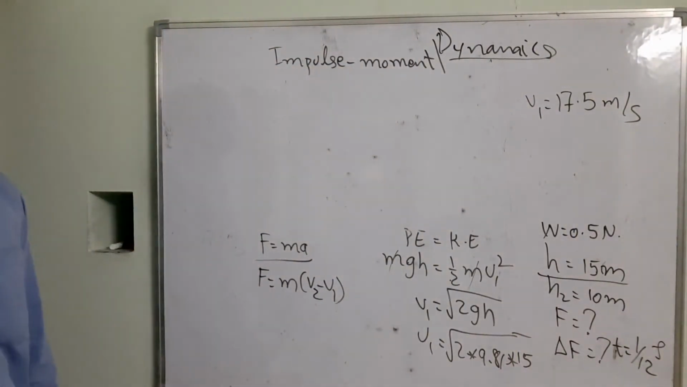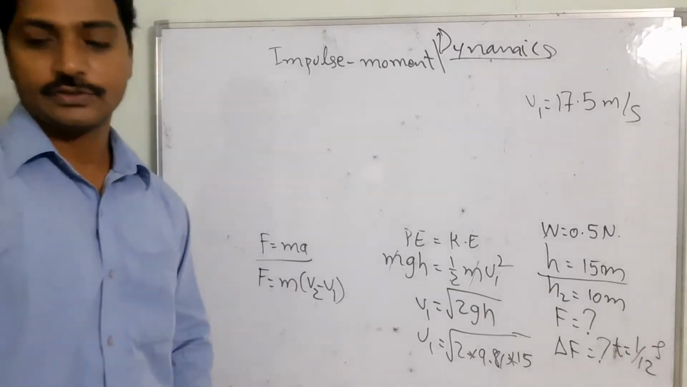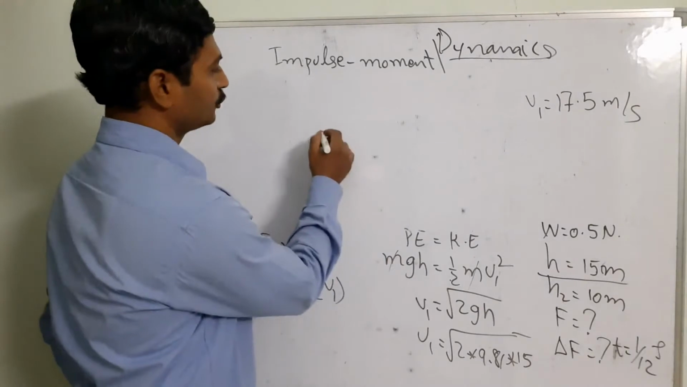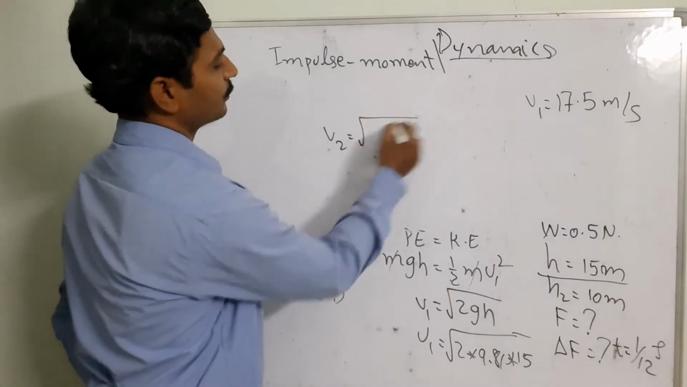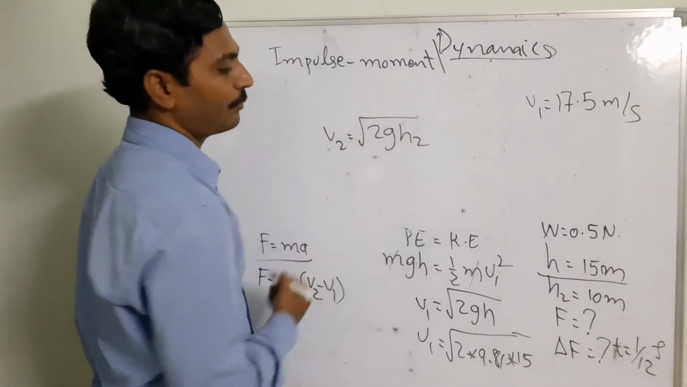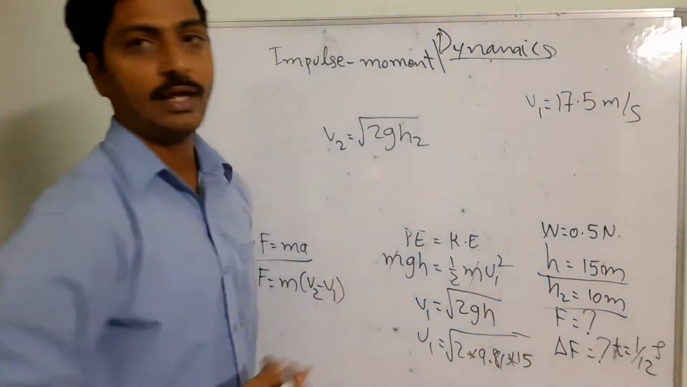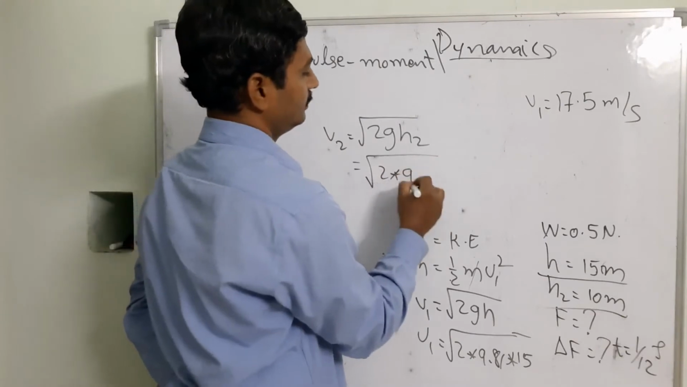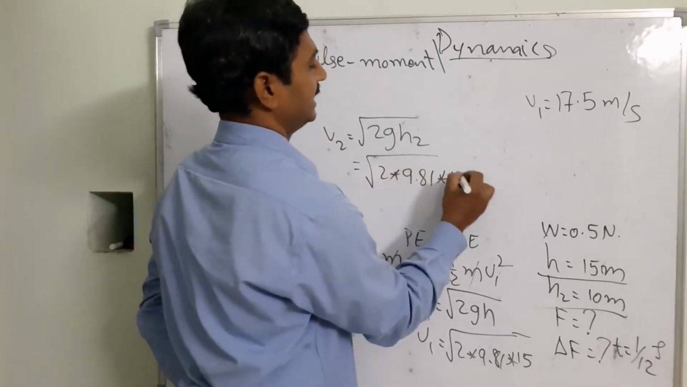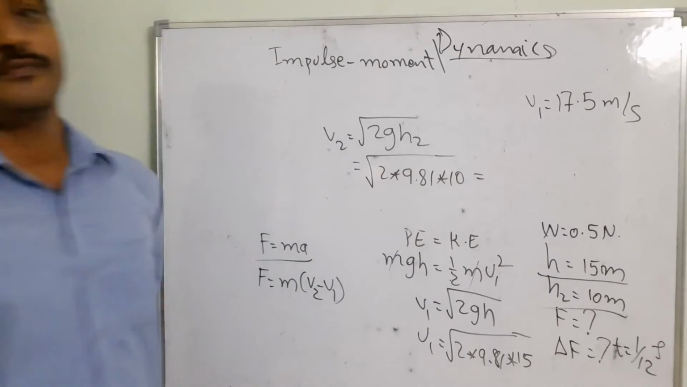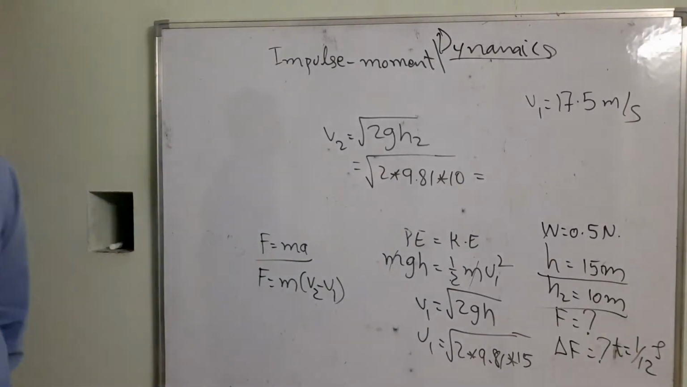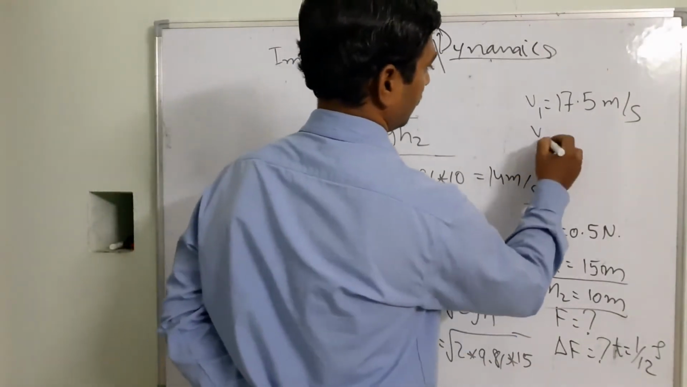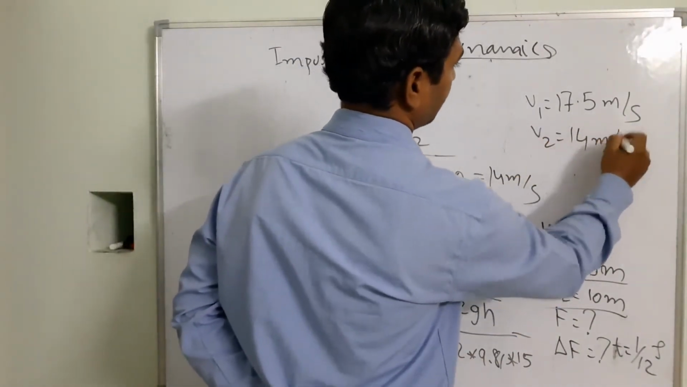So we need to find the rebound velocity also. Right? What is the rebound velocity here? Again I am using the same formula. V2 is equal to the square root of 2gh2, because it rebounded to 10 meters. If I substitute in this equation, 2 into 9.81 into 10, that is the V2 value we are able to find. That's going to be 14 meters per second. V2 is equal to 14 meters per second.